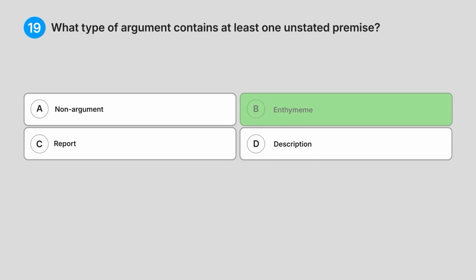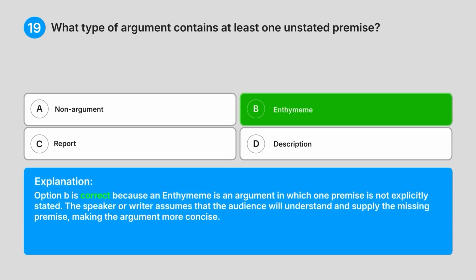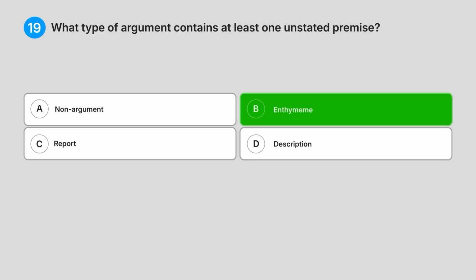Correct answer, B. Enthymeme. Explanation. Option B is correct because an enthymeme is an argument in which one premise is not explicitly stated. The speaker or writer assumes that the audience will understand and supply the missing premise, making the argument more concise.